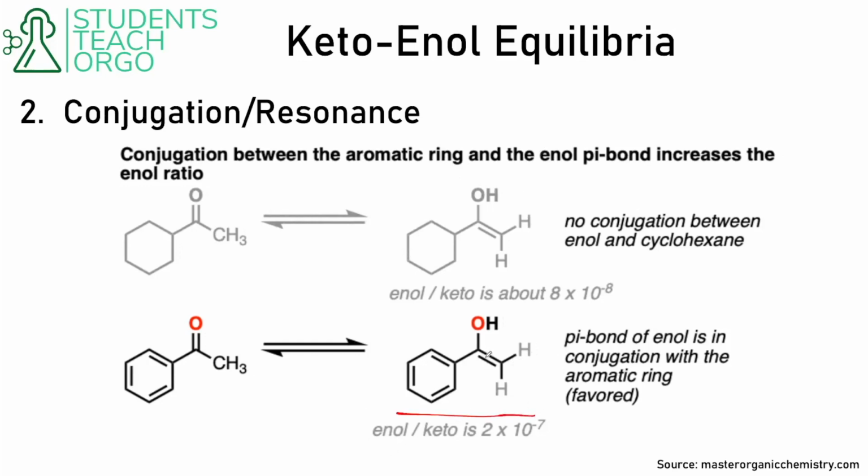There's a larger pi system. This double bond is in communication with all the double bonds in the benzene, where up here this double bond is just by itself. And so if you look at the KEQ values, you can see that 10 to the negative 7th is larger than 10 to the negative 8th. So this enol form will be more favored than this enol form because of conjugation.